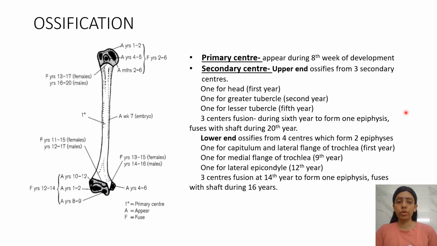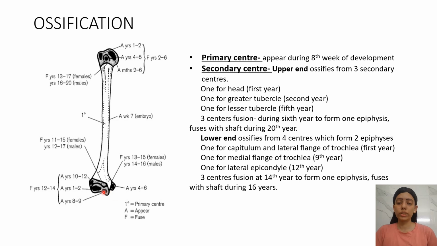Now let's see ossification of humerus. Humerus ossifies from one primary and secondary centers of ossification. The primary center appears during 8th week of development. The upper end ossifies from three secondary centers. Here are three: one for head at the first year, one for greater tubercle at the second year, and one for lesser tubercle at the fifth year. These three centers fuse during the sixth year to form one epiphysis, and these fuse with the shaft during the 20th year. Now the lower end.